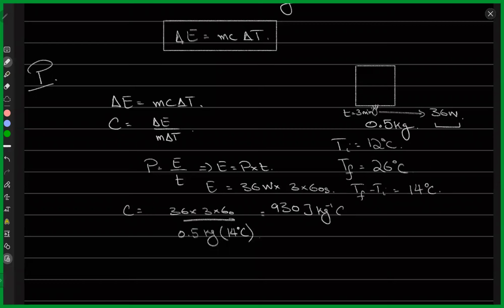Anyways, most of it was just doing the math, but is the idea clear? Is the idea of specific heat capacity clear for everyone?